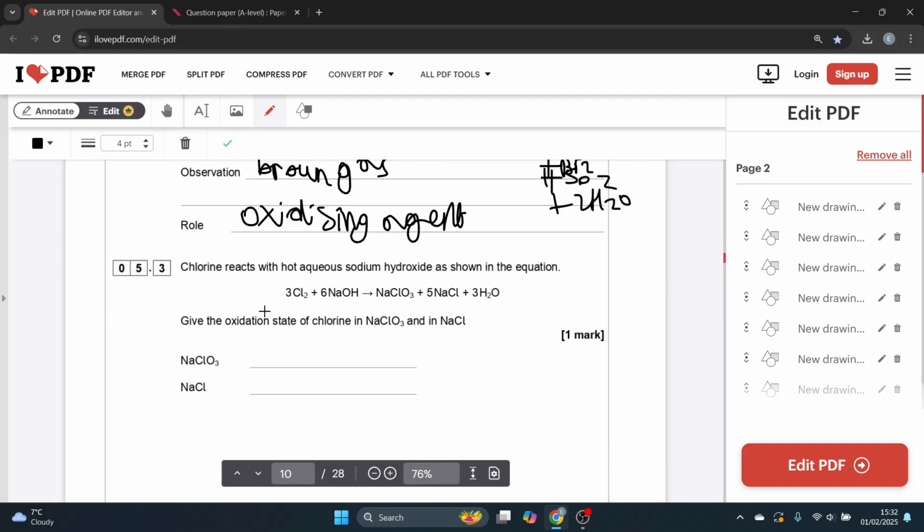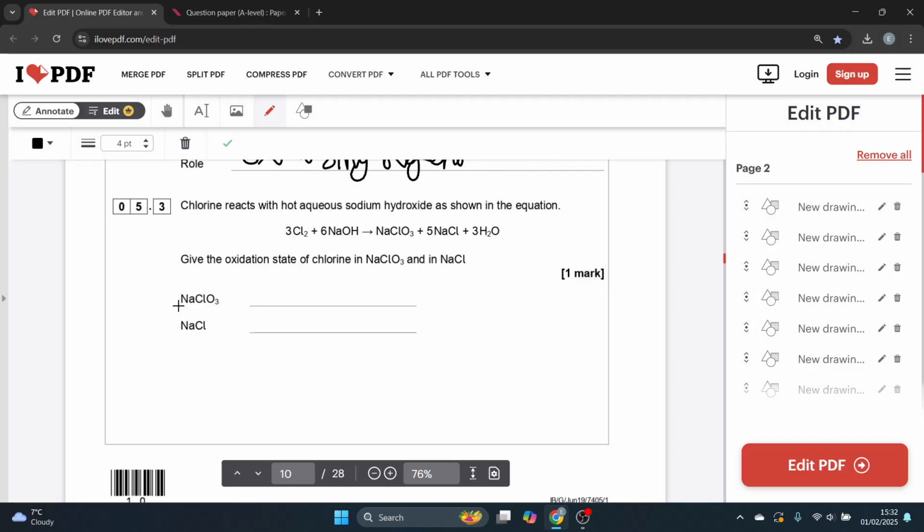Give the oxidation state of chlorine in NaClO3 and NaCl. NaClO3: oxygen is minus 2 times 3, minus 6. Sodium is plus 1. So that's minus 6 plus 1, minus 5. Chlorine would be plus 5 to get an overall charge of 0. And in NaCl it's just going to be minus 1.